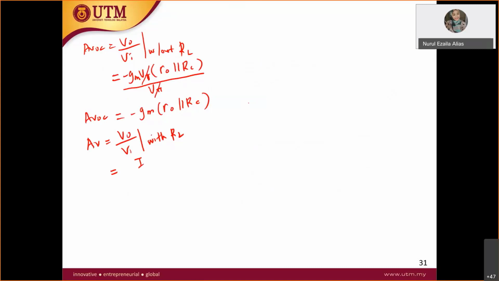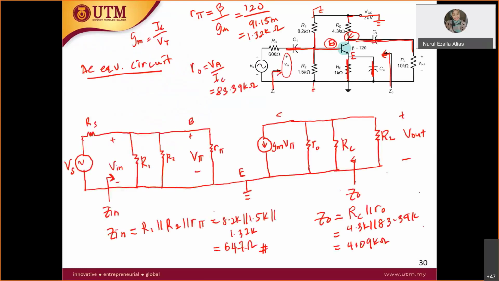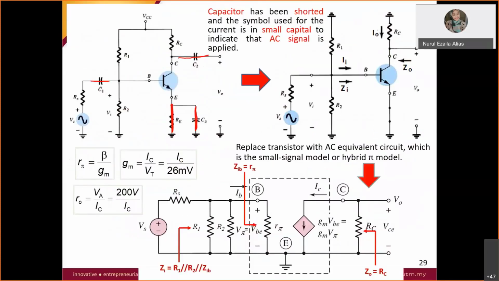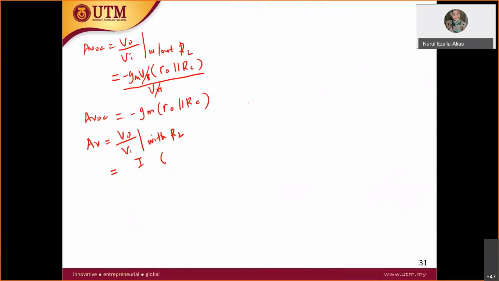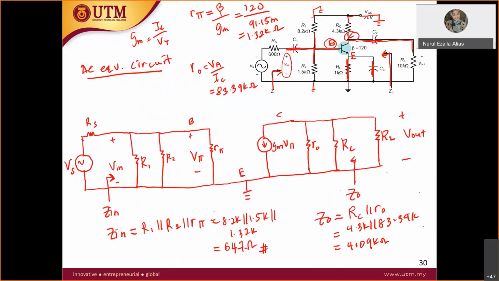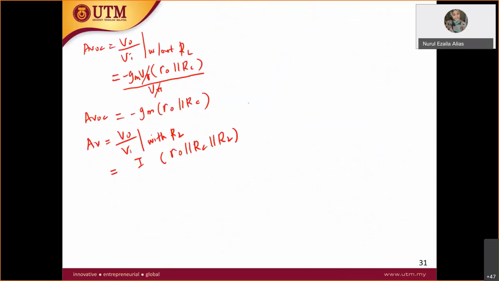So this one is equal to the IR. So what is R in this case with RL, student? If we include RL, the total resistor is all these three resistors, which is R0 parallel with RC parallel with RL. What will be the current? The current is actually the same thing as here, which is equal to negative gm V pi, because it is in the opposite direction.